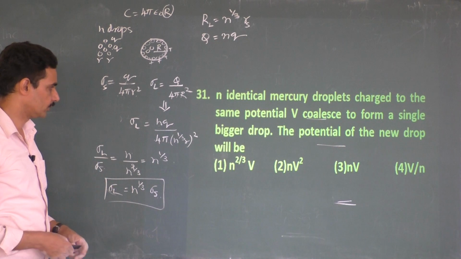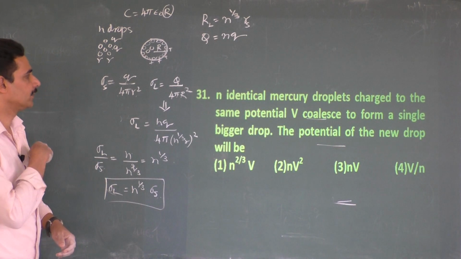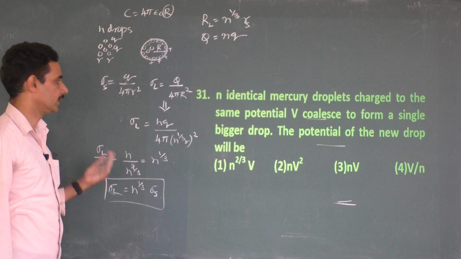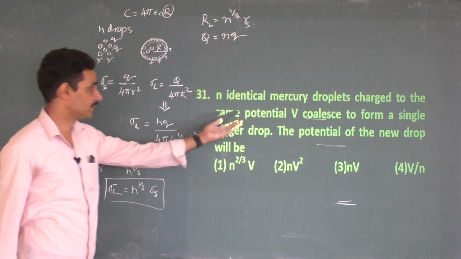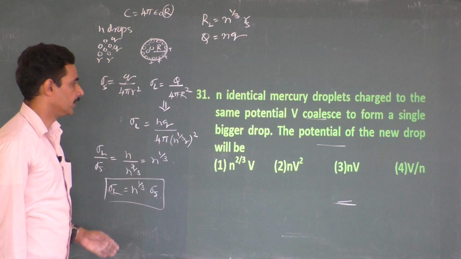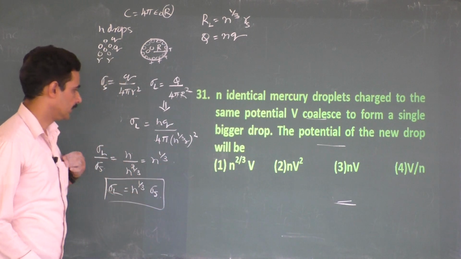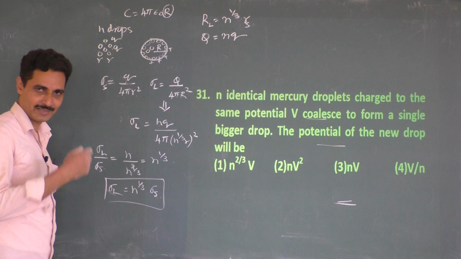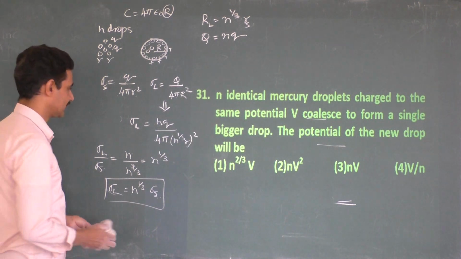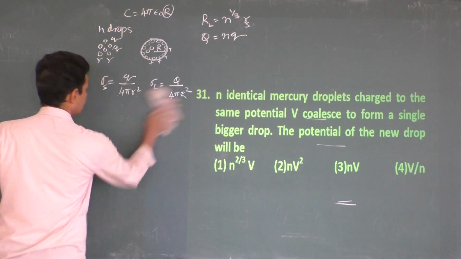That's why I included only one problem. N identical mercury drops charged to the same potential V coalesce to form a single drop. The potential of the new drop is n to the power 2 by 3 times V. Because, okay, we will do that now. We just left it in the previous discussion. We'll do it now.